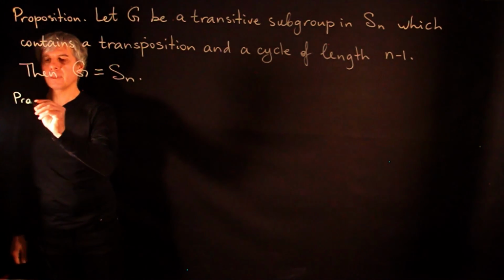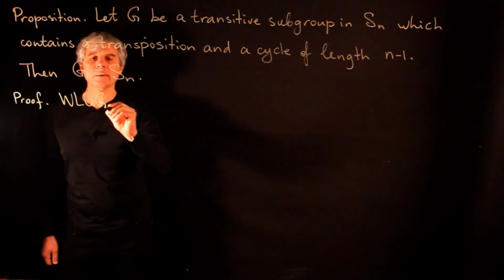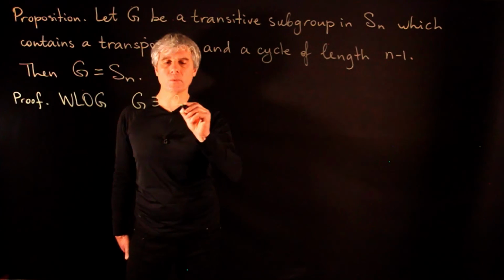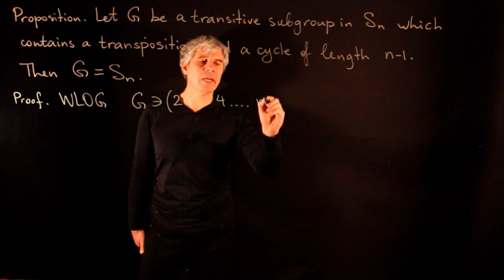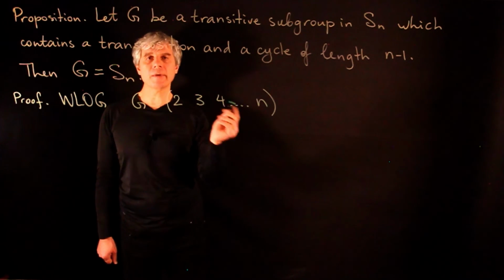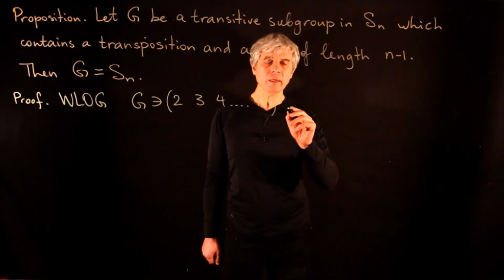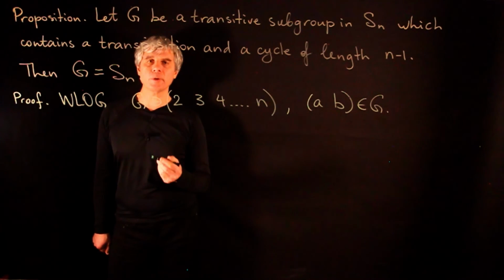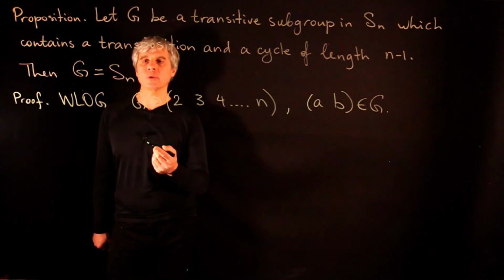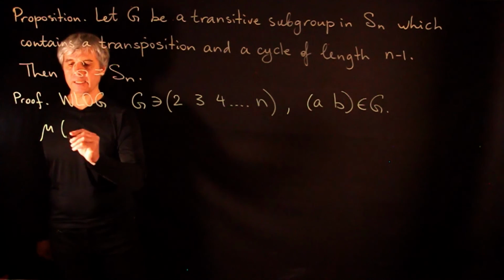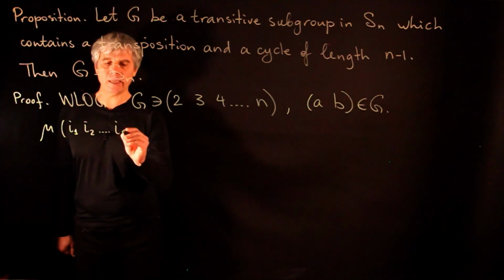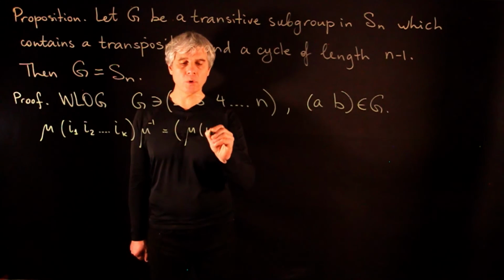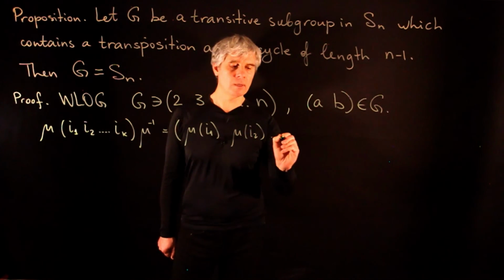Let's give a proof. So without loss of generality, we can assume that G contains the following cycle of length n-1: 2, 3, 4, up to n. We can make this assumption just by relabeling the elements in the n-1 cycle. And also assume that this group contains some transposition AB. An important fact to remember about permutation groups is how conjugation works in Sn. So if we conjugate a cycle I1, I2, Ik with the permutation mu, then the result will be again a k cycle that permutes elements mu of I1, mu of I2, mu of Ik.